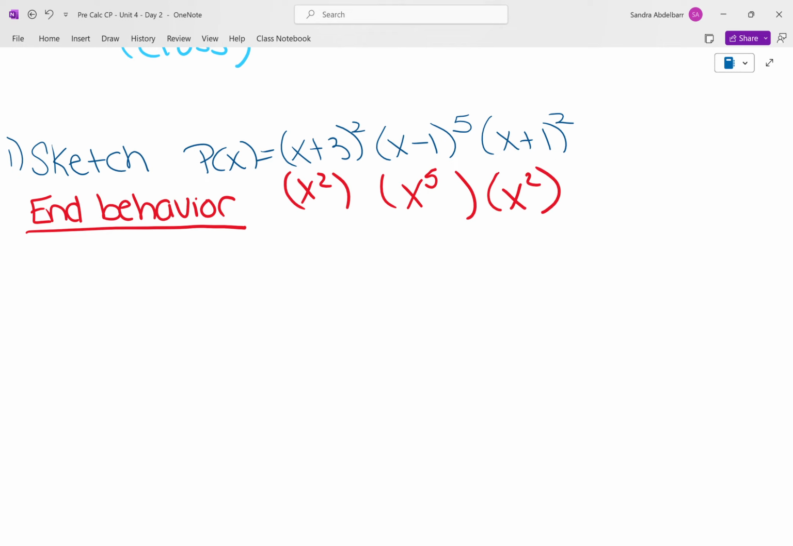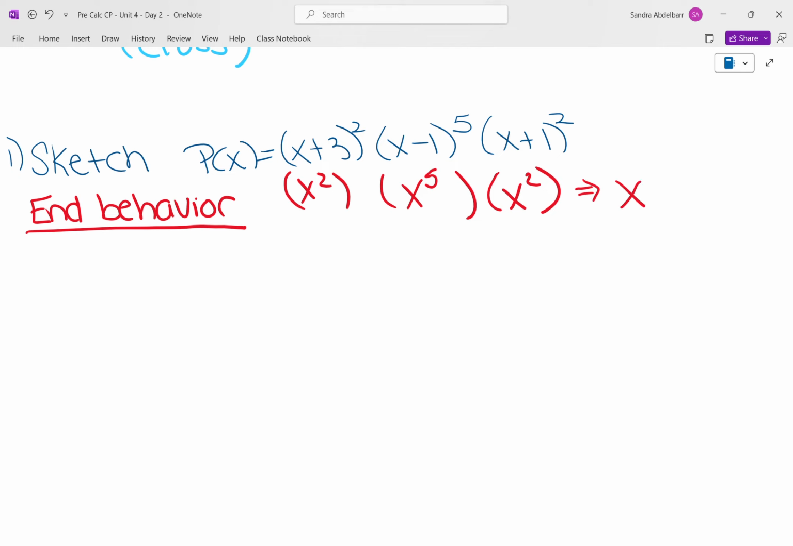Now what are we going to do if we were multiplying? Wouldn't all these get multiplied together? So x to the 2nd times x to the 5th times x to the 2nd is x to the 9th. Is that even or odd? Odd. So our end behavior is odd.